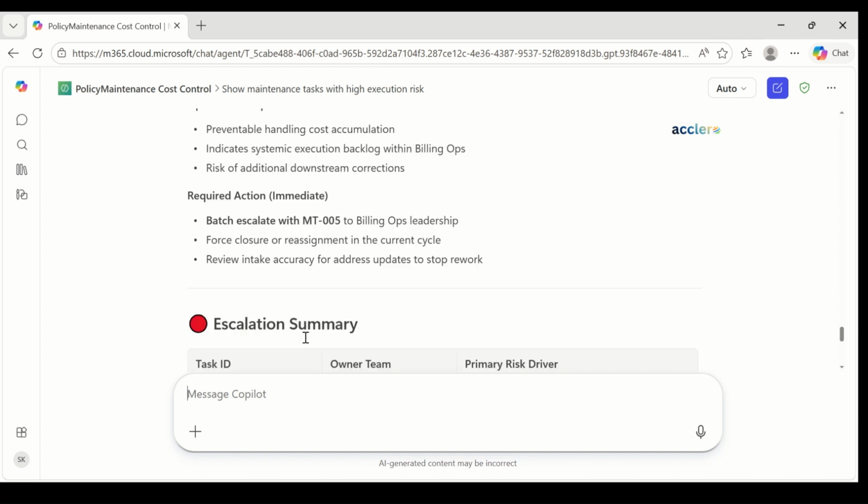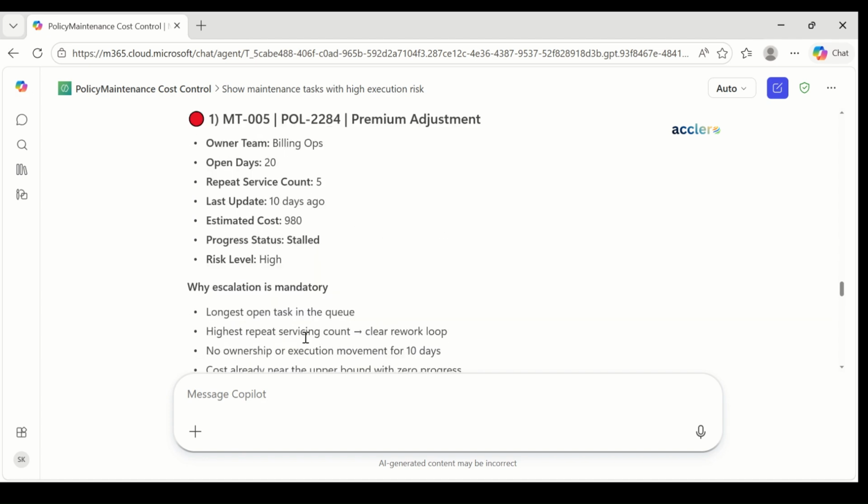This agent is designed to improve operational execution before maintenance outcomes deteriorate.